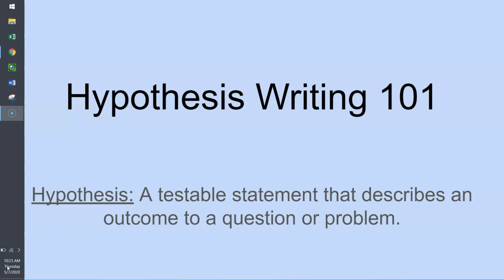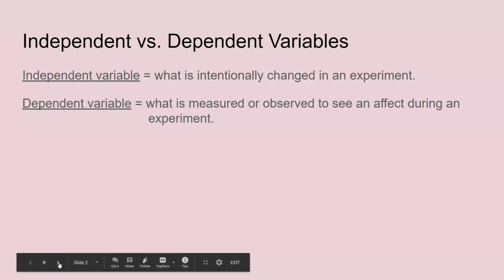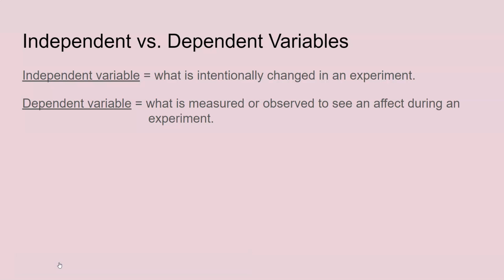So a hypothesis is your testable statement that describes the outcome to an issue or question that is asked, okay? There are two different variables that go into hypotheses: the independent variable and the dependent variable. So your independent variable, this is what you expect to change when you run an experiment. It is what your if statement in your hypothesis is going to be based off of.